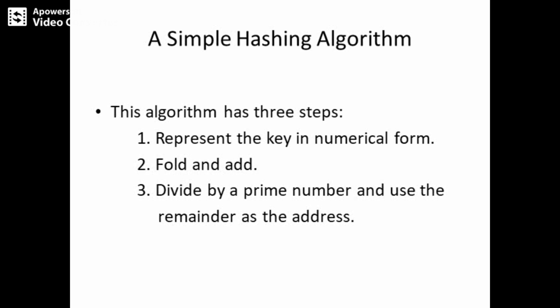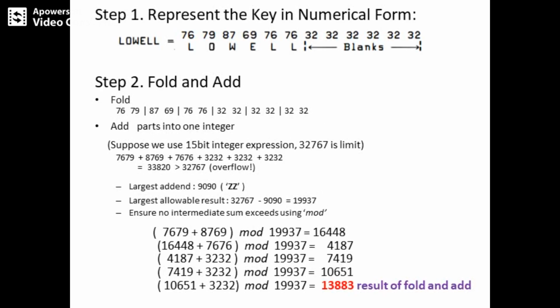Let us see an example for this. I have to consider the ASCII values also. 32 is the ASCII value for blanks, so I have considered 6 32s. That is the representation of the key in numerical form, the first step. Next you have the second step, fold and add. That means you are going to fold the numbers and add them.